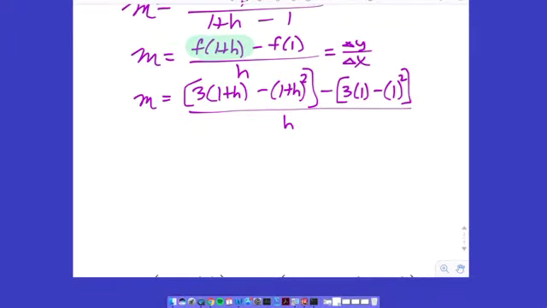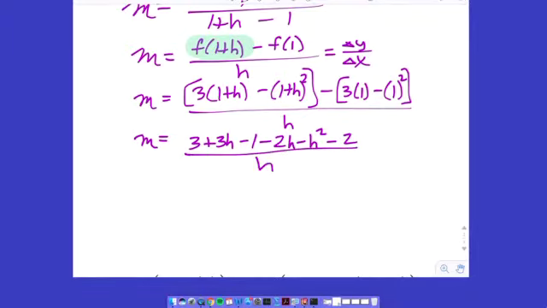And if we simplify that, we get a slope of 3 plus 3h minus 1 minus 2h minus h squared. That's square, multiply, double, square, and distribute the negative. And that comes out to be minus 2, all over h. Now if you look at what happens in the top, your 3 cancels with the minus 1 minus 2. And you're left with the slope being 3h minus h squared, all over h.